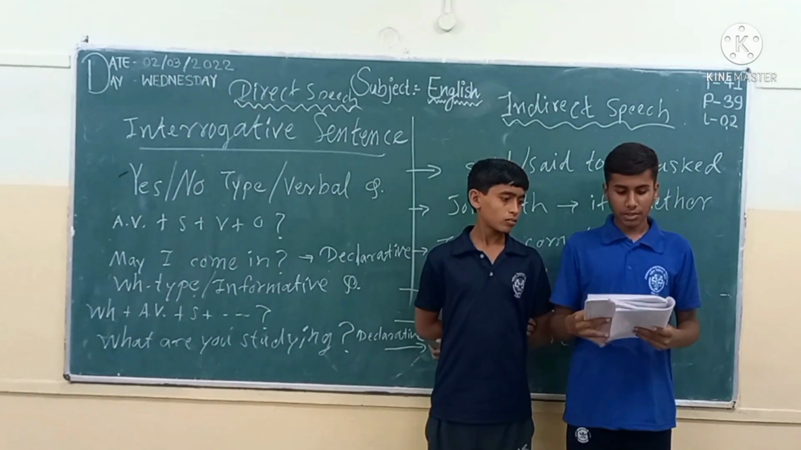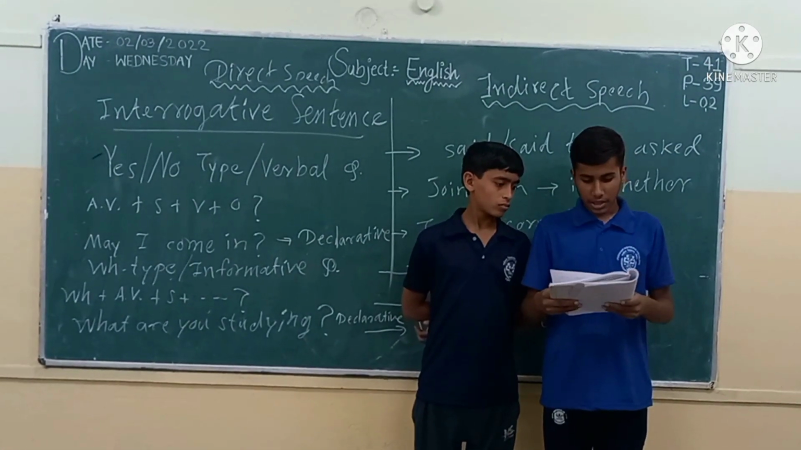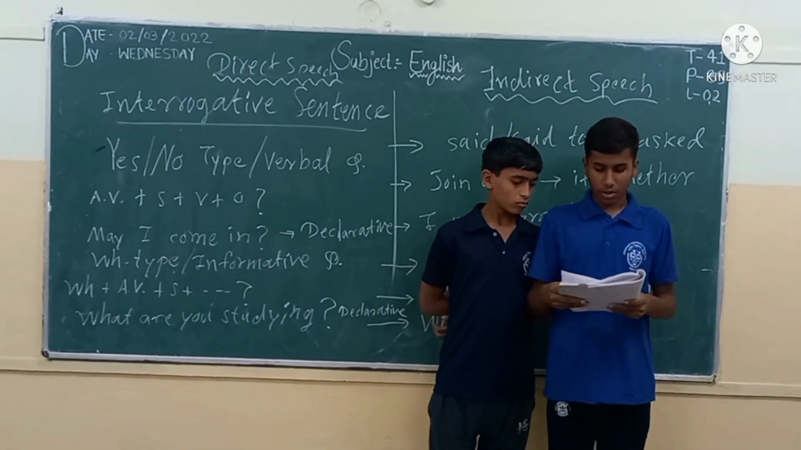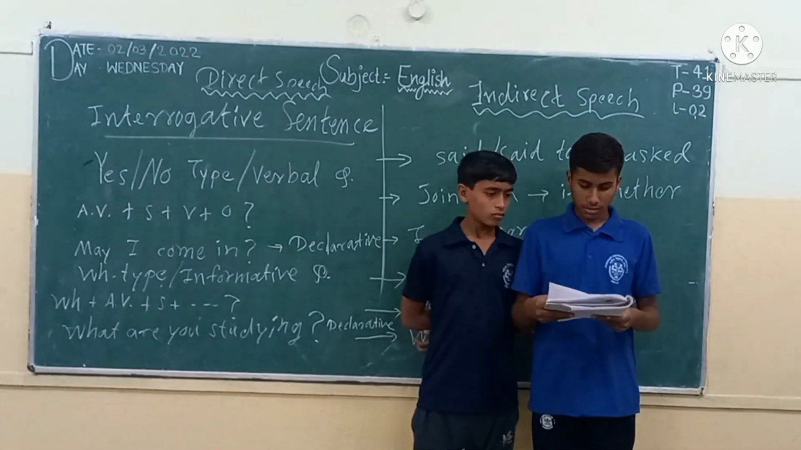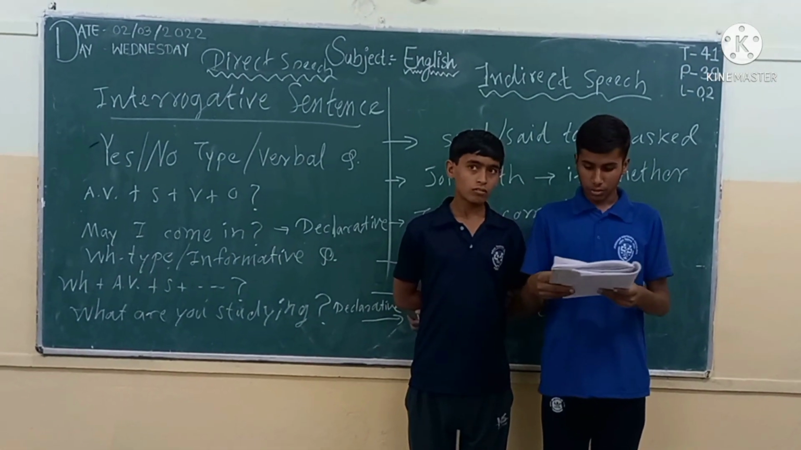While changing interrogative sentence to declarative sentence, take subject first and then auxiliary verb. Then change the reporting verb said to asked. Use if or whether to join the parts of the sentence. Don't forget to put full stop.